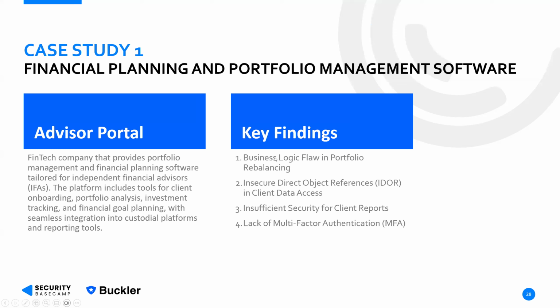Key findings that we're going to illustrate, and we'll show you specific examples, would be a business logic flaw that would allow a bad actor to change a client's portfolio, the asset allocation associated with that portfolio. A very common set of findings you might see in an application penetration test is insecure direct object references, which would allow a bad actor to query and access client data. And we'll show that example and how that worked.